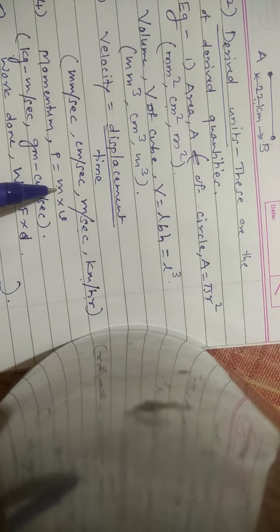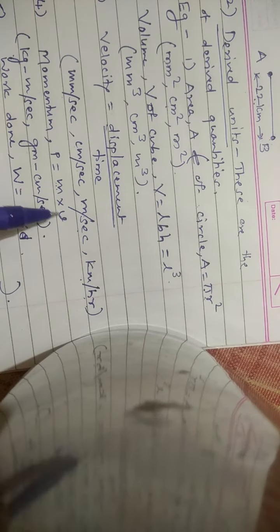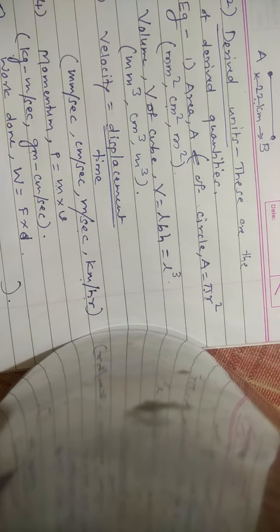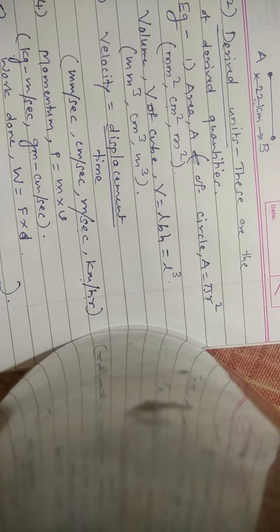So momentum, mass into velocity: mass in kilograms, velocity in meters per second; mass in gram, velocity in centimeters per second. Work, you may work out later on, work done. Acceleration, change in velocity upon time. Change in velocity means what? It's a difference in velocity, final minus initial. So it's a kind of a velocity. So velocity meters per second, time in seconds. So meters per second into second, second square. Velocity in centimeters per second, time in seconds. So it is centimeter per second square.